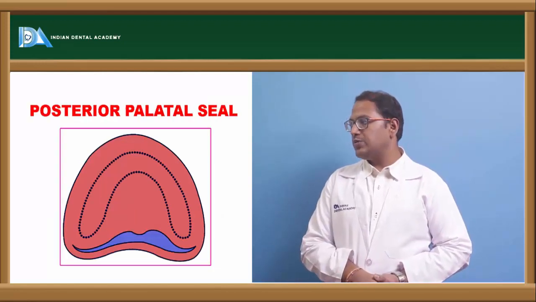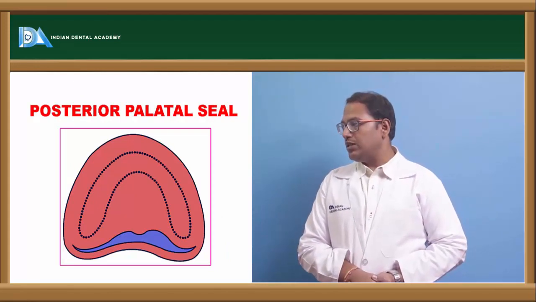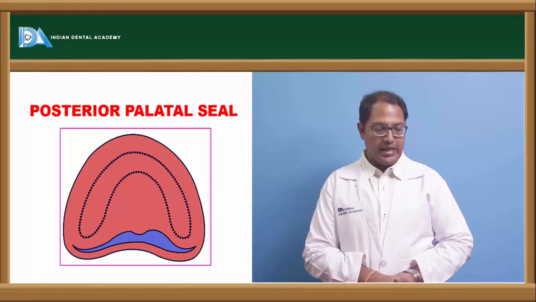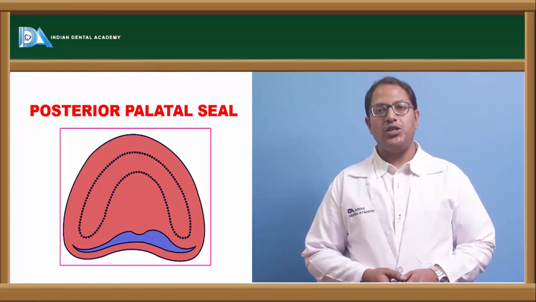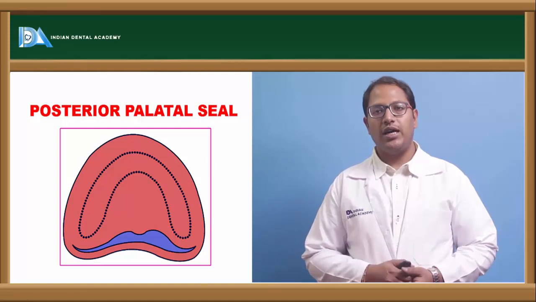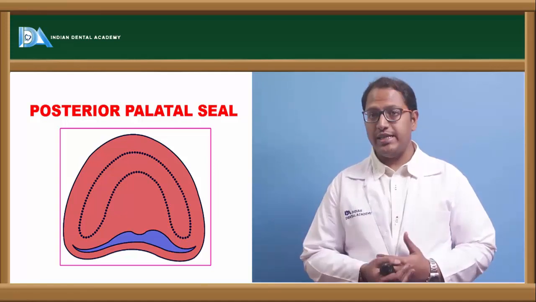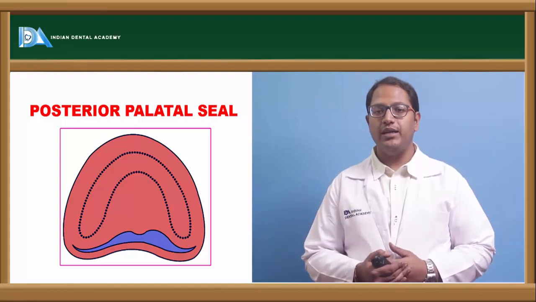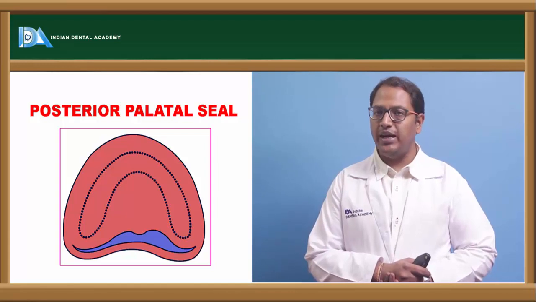Coming to what exactly is the posterior palatal seal, which we have been talking about for a long time. Posterior palatal seal is defined as the soft tissue at or along the junction of hard and soft palate on which the denture retention is aided. But how will denture retention be aided? Where pressure within the physiological limit can be applied in that particular section.